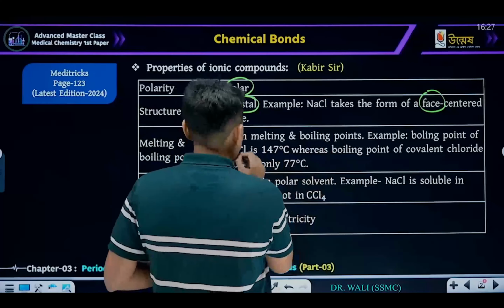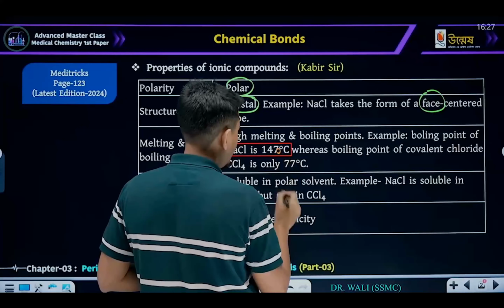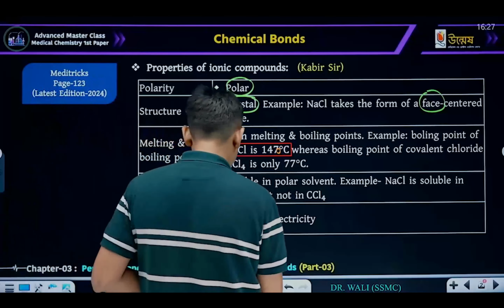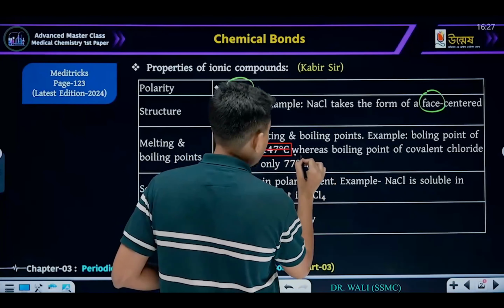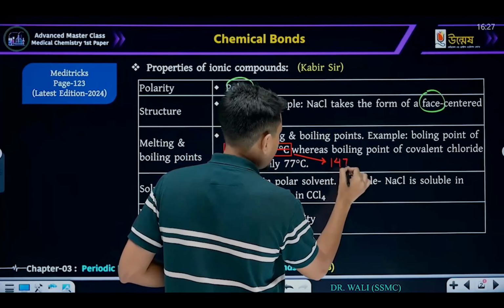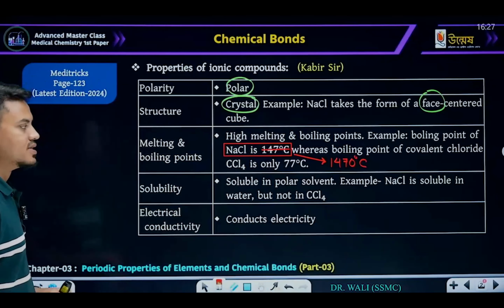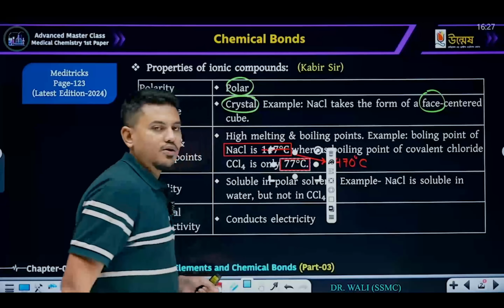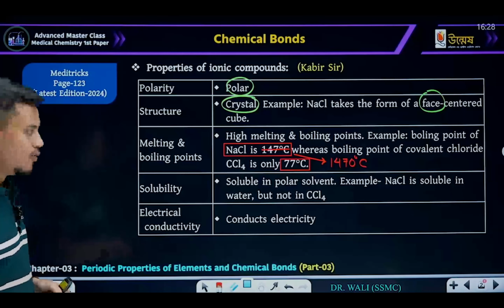In fact, the boiling point of sodium chloride is 1470 degrees, not 147 degrees. Let me write it again. This is a bit wrong here. Whereas the boiling point of a covalent chloride, which is carbon tetrachloride, is only 77 degrees. This is the difference between a covalent compound and an ionic compound. Ionic compounds show higher boiling point, while covalent compounds show lower boiling point.